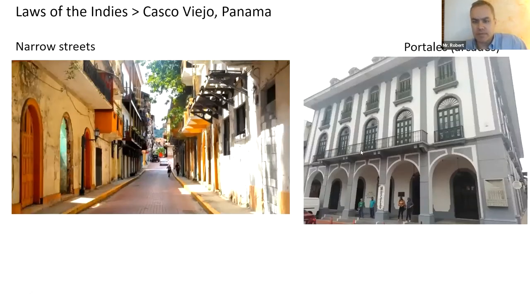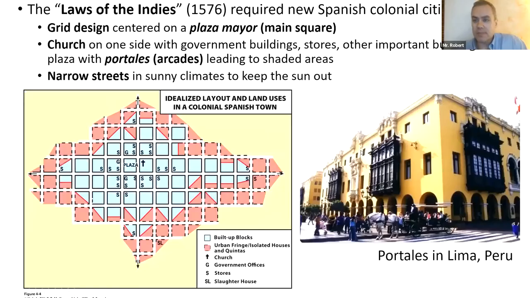government buildings over there. So all the towns in Latin America were built like this. It's kind of remarkable because you can go a long way from Argentina to Mexico, thousands of miles, and the towns look the same in some way. And then around that, you'd have stores and other things. So this is a common pattern.